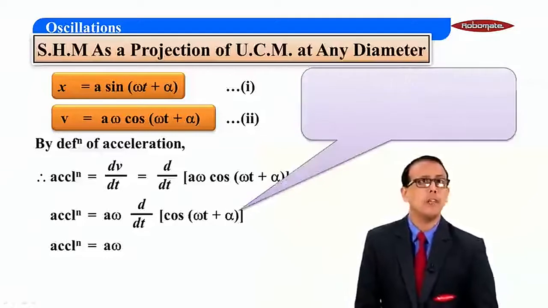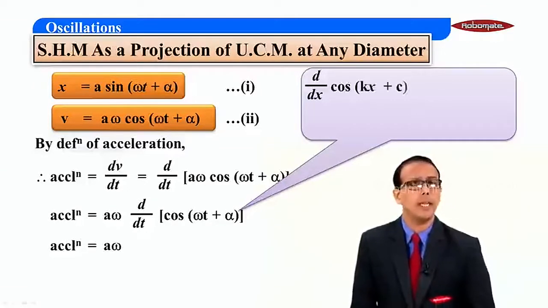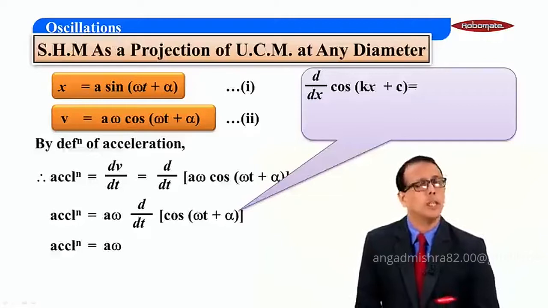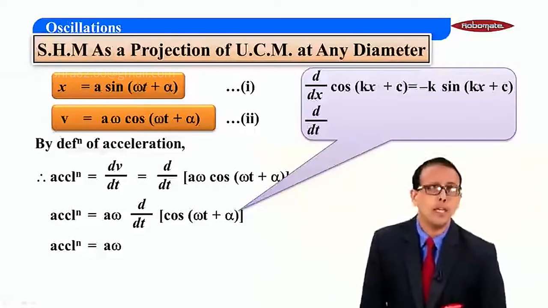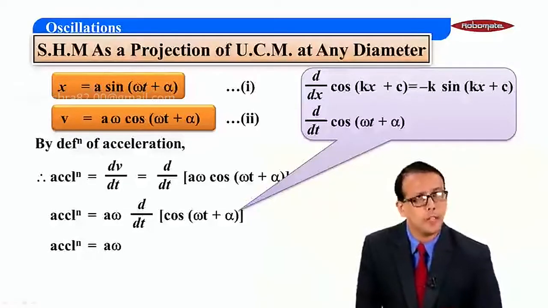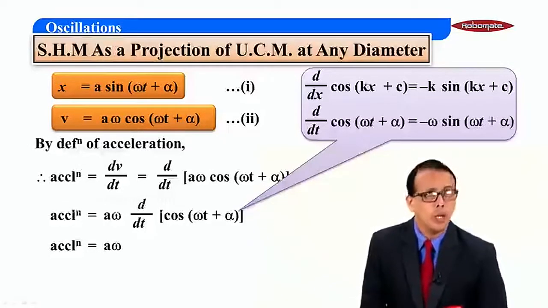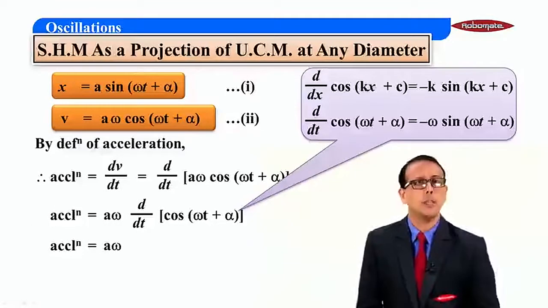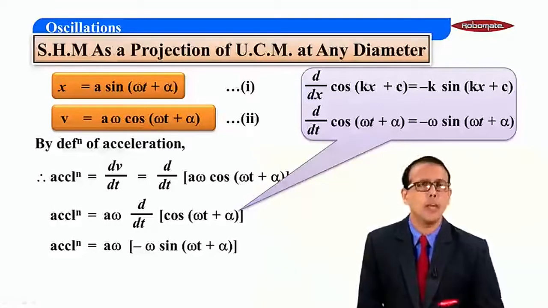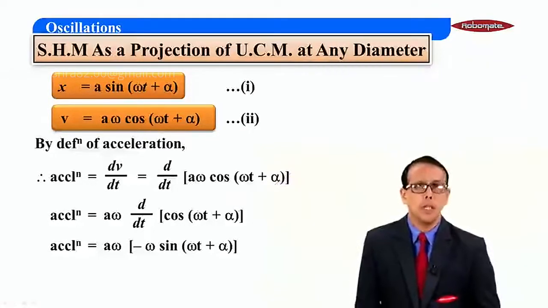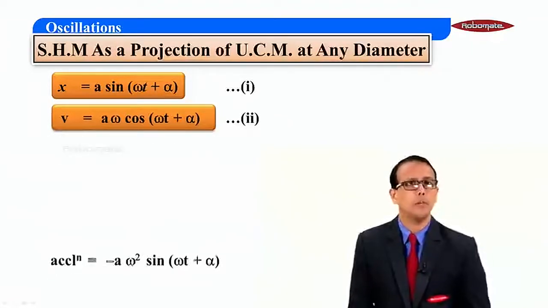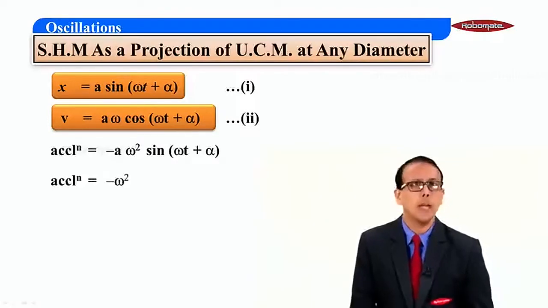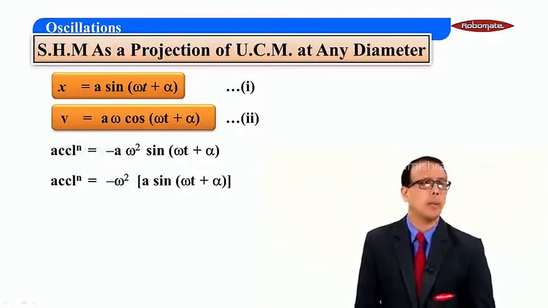Again, the standard form of this is d by dx of cos (kx plus c) is minus k sine (kx plus c). Therefore, d by dt of cos (omega t plus alpha) will become minus omega sine (omega t plus alpha), and substituting it back we get minus A omega squared sine (omega t plus alpha)... Therefore, acceleration on rearranging becomes, yes, minus omega square A sine (omega t plus alpha). Let's take omega square out and in the brackets A sine (omega t plus alpha).